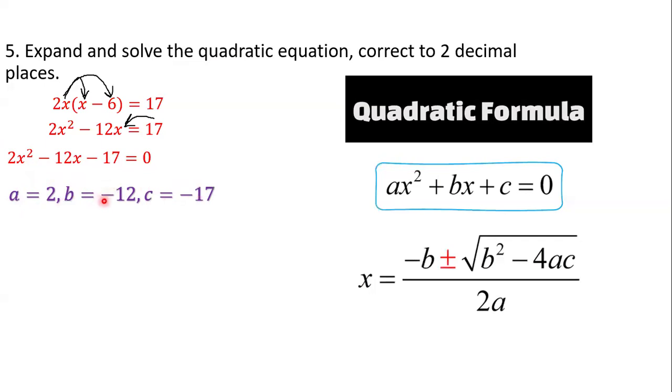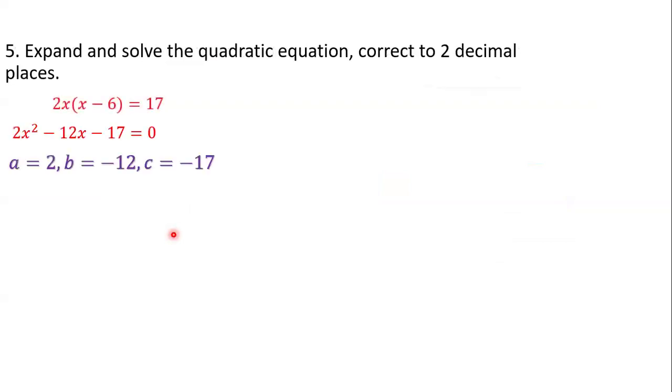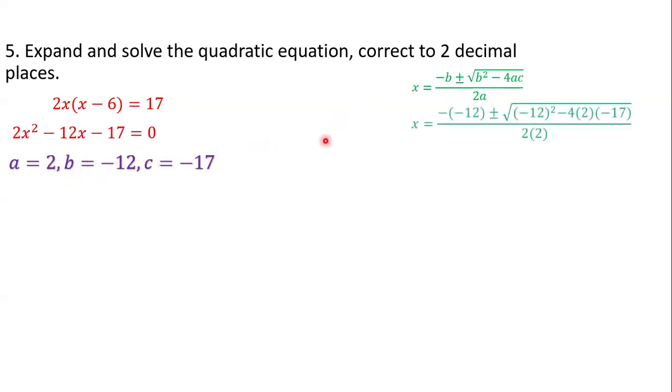Now that we know what a, b, and c are, we can apply the quadratic formula. What does the quadratic formula state? It states that x is equal to negative b plus or minus the square root of b squared minus 4ac, all over 2a. Here a is equal to 2 and b is equal to negative 12. So let's substitute that. b is negative 12, a is 2, and c is negative 17.